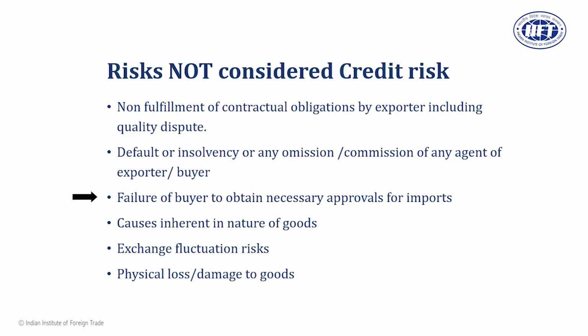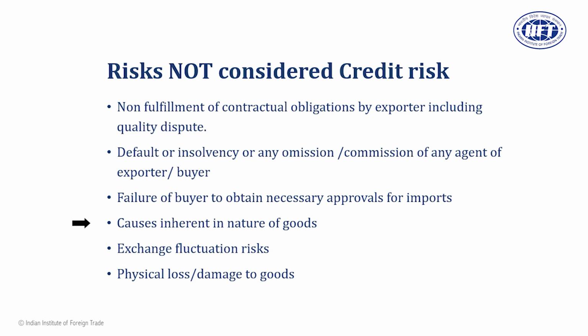Another type of risk which is not considered as credit risk is failure of the buyer to obtain necessary approvals for imports. When we talk about failure of the buyer to obtain approvals for import, it means maybe there were certain changes in the import restriction and the buyer was not aware of it, and then the goods could not be accepted in the importer country. It will not be considered as credit risk, and ECGC, that is the Export Credit Guarantee Corporation, will not cover this kind of risk involved.